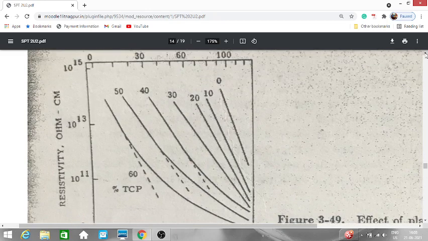So, as the plasticizer content is increasing, the resistivity is decreasing. On the y-axis, there is resistivity, ohm centimeter. So first, plasticizer content was low, only 10% approximately. So the resistivity was quite high, but then as plasticizer content went on increasing, the resistivity goes on decreasing.